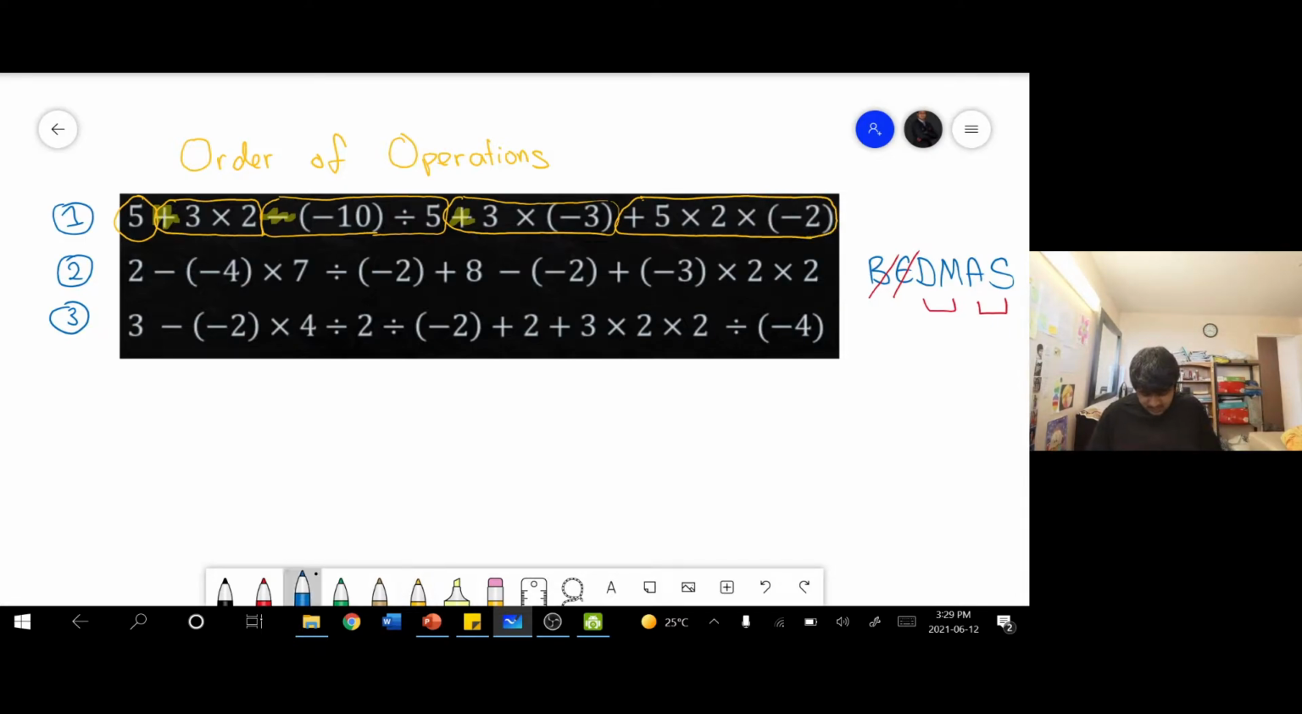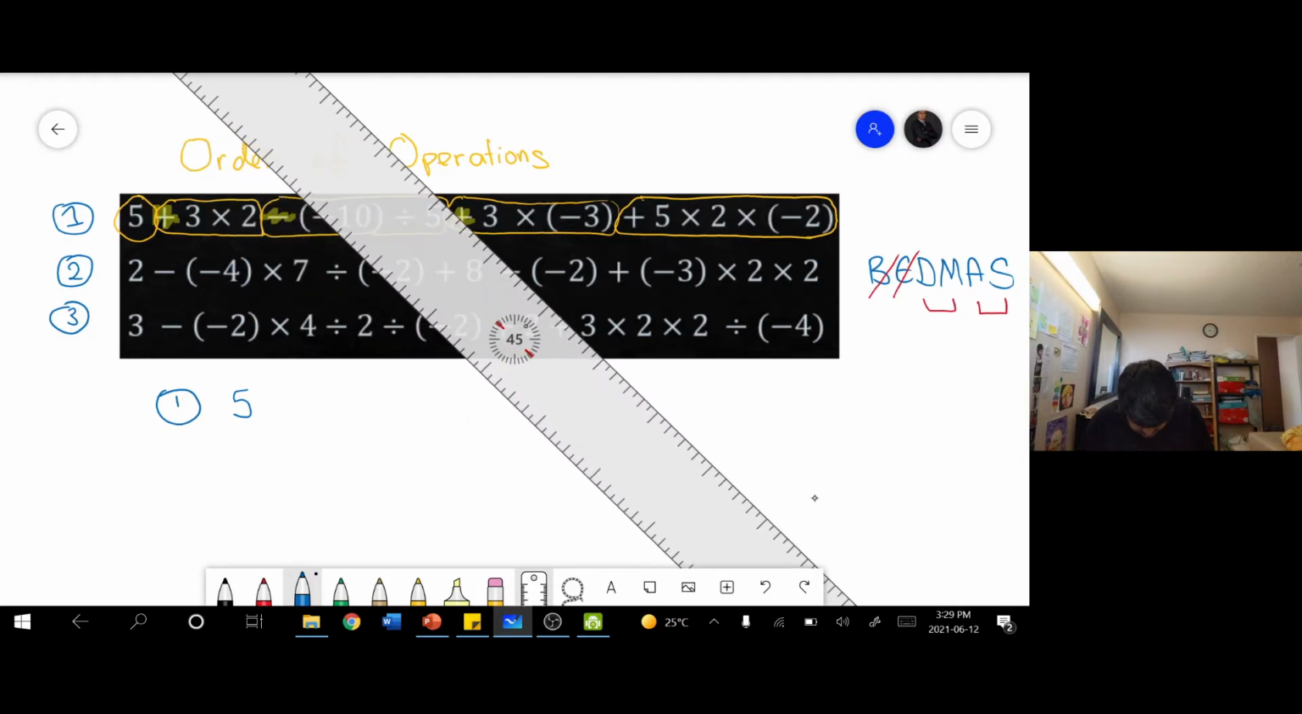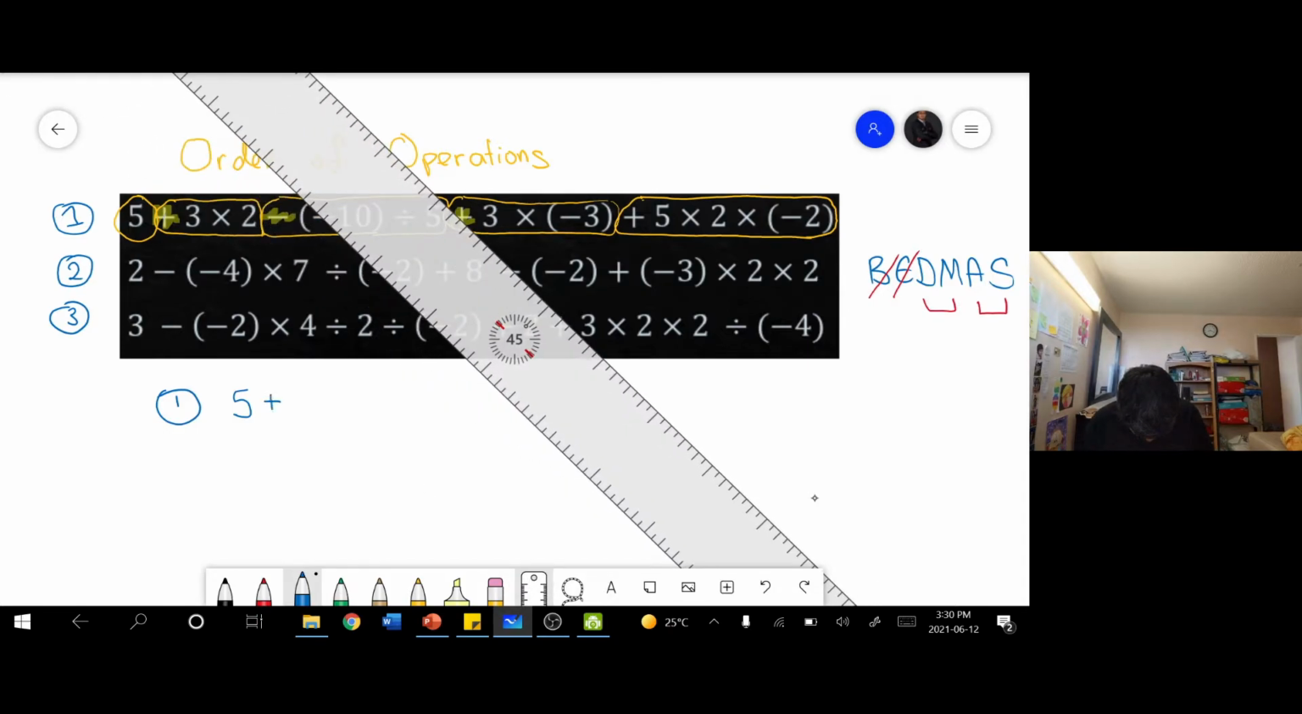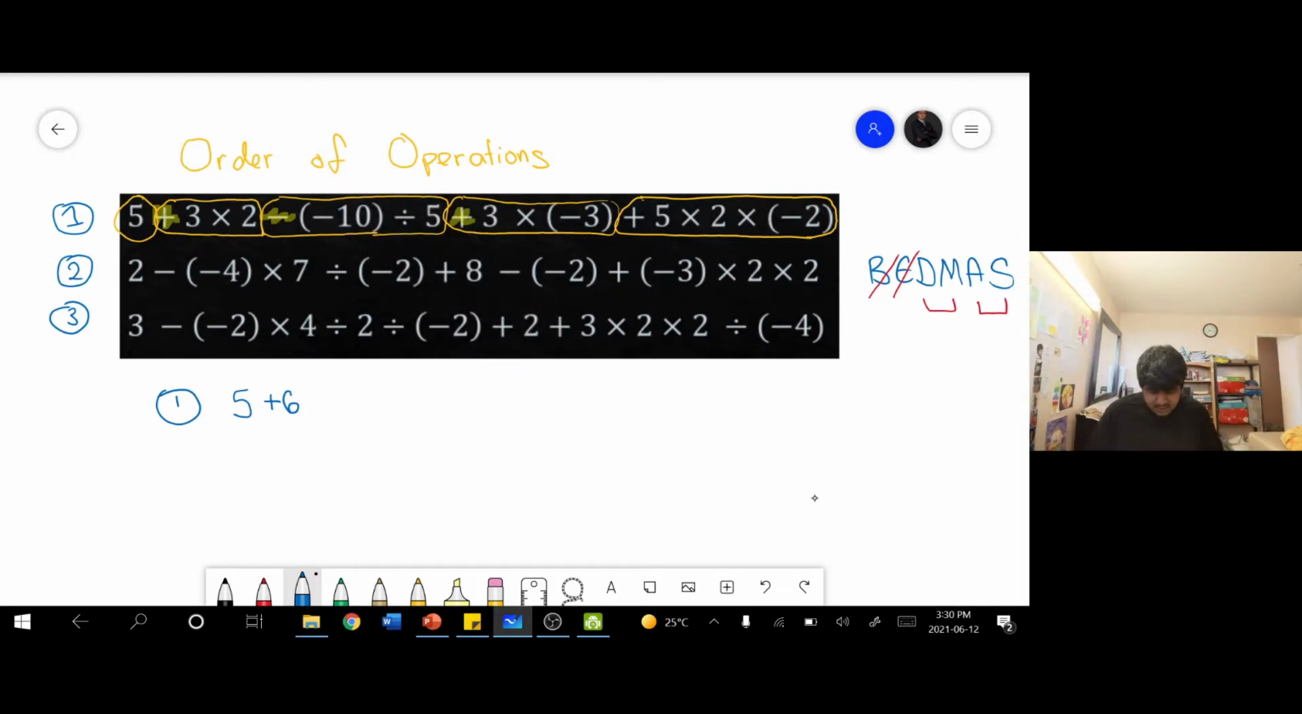So let's continue evaluating question number 1 here. Now we can simply write out all of our circles. So let's go ahead and do that. For circle number 1, we just end up with 5. Circle number 2 is a positive answer, so we have 3 times 2, which is going to be plus 6. The next one, 10 divided by 5 is 2.